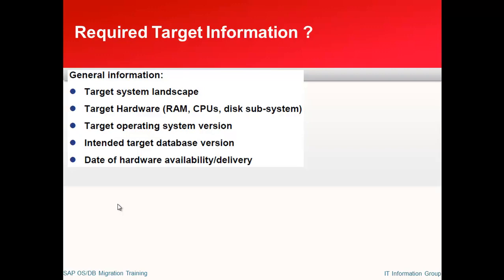So what type of target operating system version, what type of target database version, and the date of hardware availability and delivery dates, they are key for planning activities. Okay, so this is the basic information which we need for the target system.